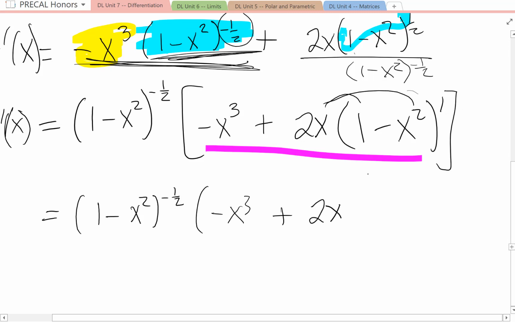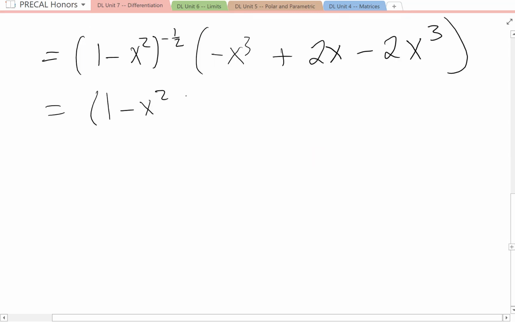So that's 2x times 1, and then 2x times negative x squared is negative 2x cubed. 1 minus x squared to the negative 1/2. Again, this will go in the denominator. Negative 3x cubed, right? Negative 1 minus 2 plus 2x.